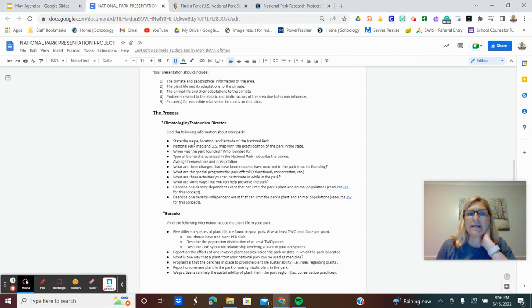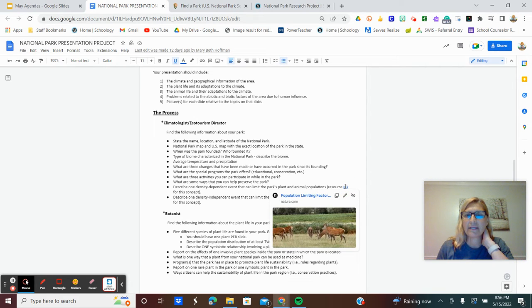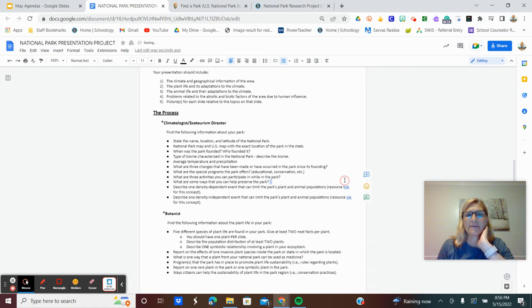So, I mean, you can combine the map with the name, location, and latitude and everything. Or you can do one for each bullet point. It's up to you. Now, this next one: describe one density dependent event that can limit the park's plants and animal population. So here's a link right here: population limiting factors. So again, like with this density dependent event, that would be kind of similar to what I said with the wolves before. I need to fix that spelling.